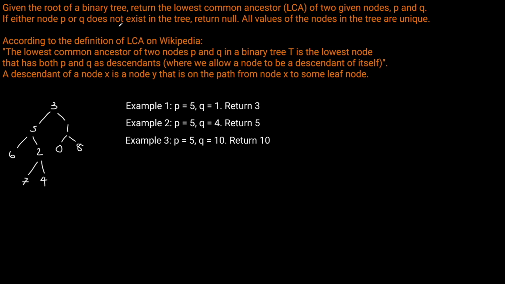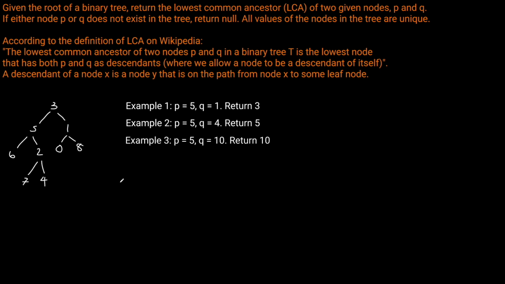Okay, so we've read the question prompt, and we need to make note of one important detail, that either node P or Q may not exist in this tree. Whereas in Lowest Common Ancestor of a Binary Tree 1, we were guaranteed to have P and Q in our tree, so it did make our solution a little bit easier. This question is a bit harder because we do have to account for the fact that nodes may not exist. Let's look at some examples.